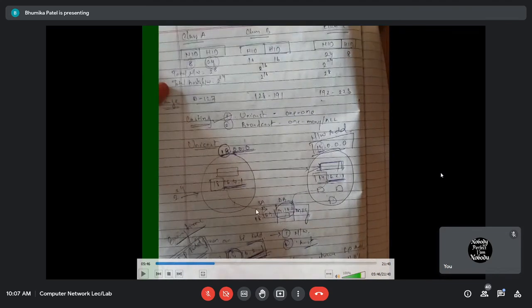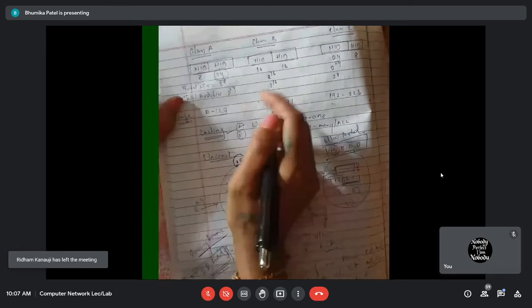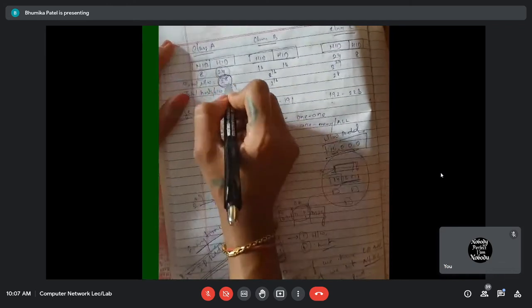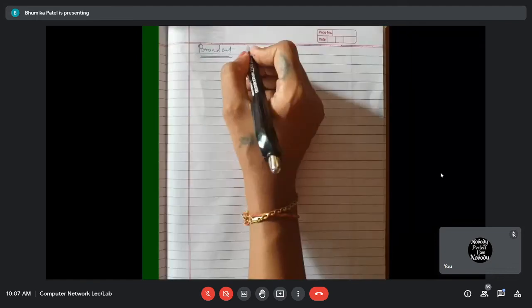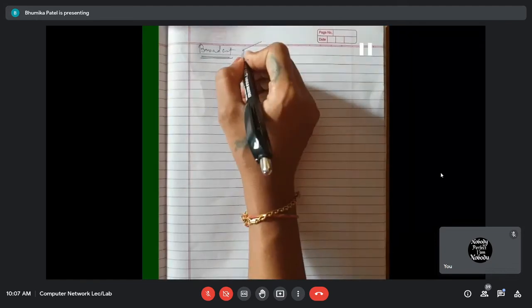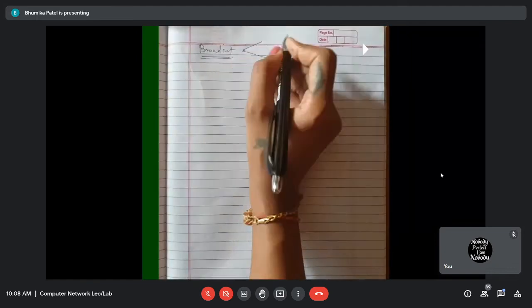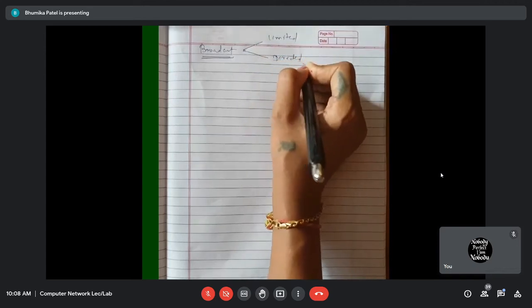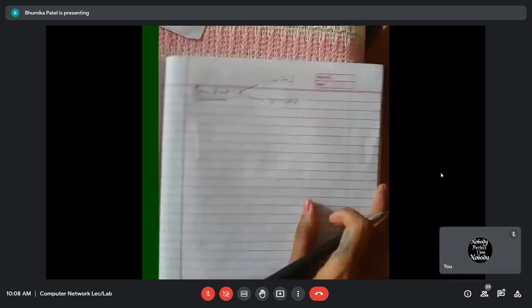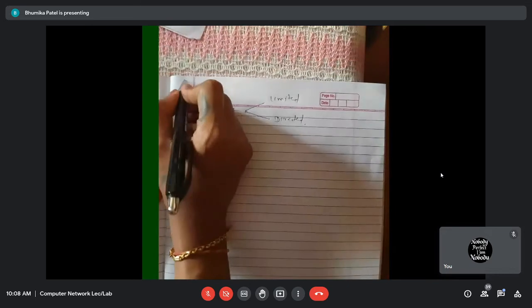So what happens in unicast? A message can be sent from a single device to a single device, from one source to only a single destination. That is unicast. Okay, next is broadcast. Broadcast is again classified into two categories: it can be the limited broadcast or the directed broadcast. So there are two types of broadcast: limited and directed.